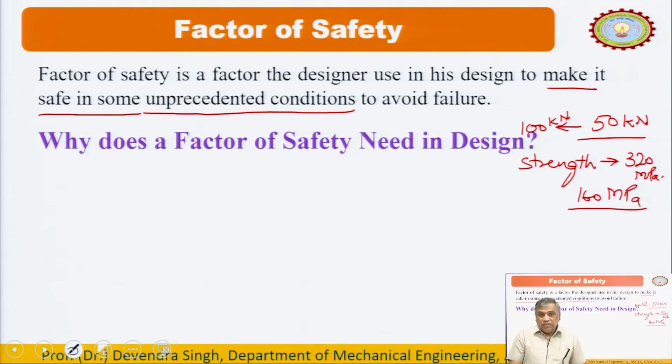Why is a factor of safety needed in design? One reason I am discussing, since I started talking about factor of safety in this lecture, is that we need to avoid unprecedented conditions. That is the need. But when we design something, there are a number of assumptions we use to make our analysis simple. Whenever you add an assumption, it invites danger. So if assumptions are more, you need to use a higher factor of safety. Also, the data about the material: the property of the material you are taking, this 320 megapascal, how reliable is it, the reliability of the data.